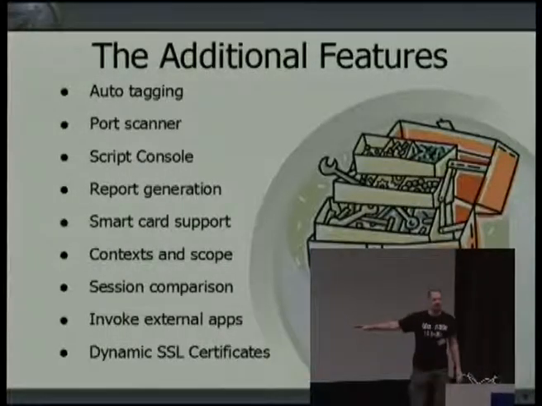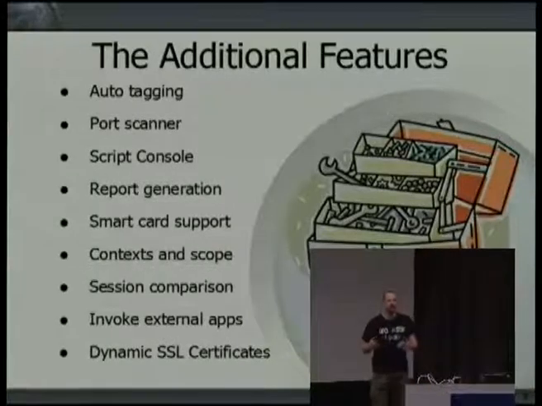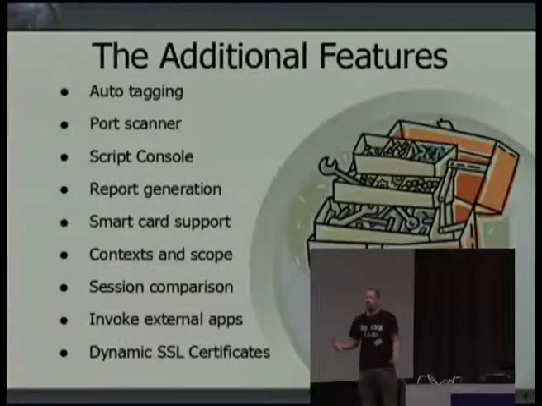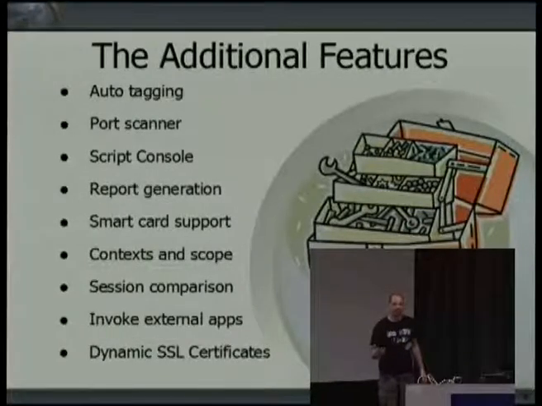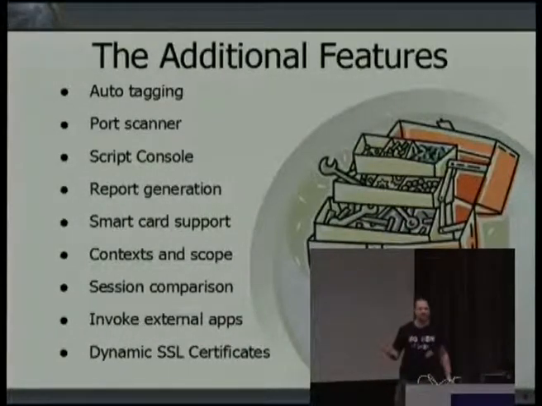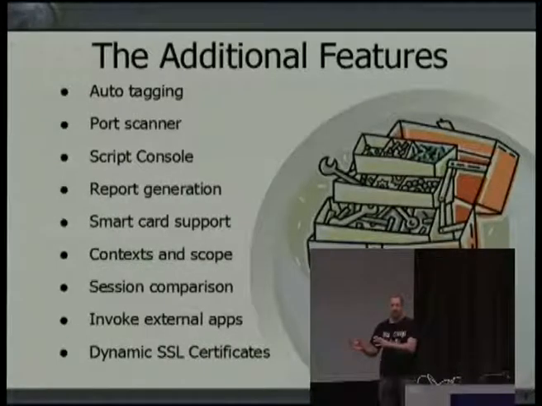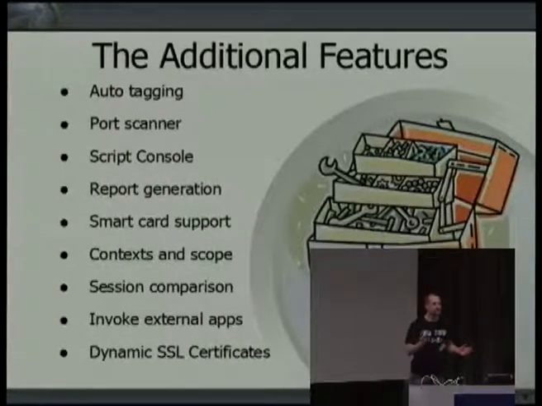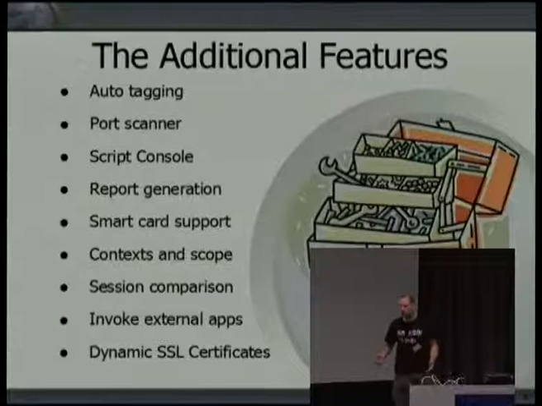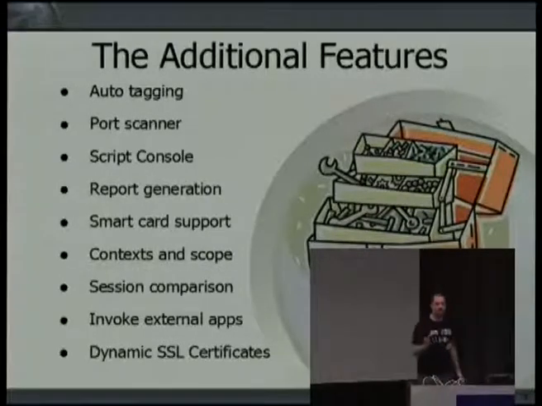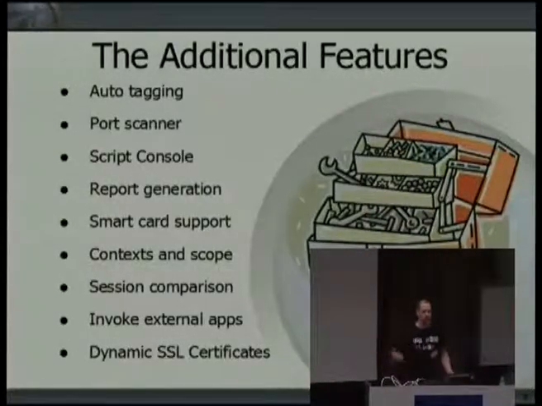You can also invoke external applications, so you can configure other applications that you want to invoke from Zap. One of the advantages of that is you can pass context across, so you can right-click in the sites menu and invoke an application, and you can pass across whatever details from the URL or the parameters. You can pass those across to the application to make it as easy as possible, and you can import back in any information that that application generates as well.